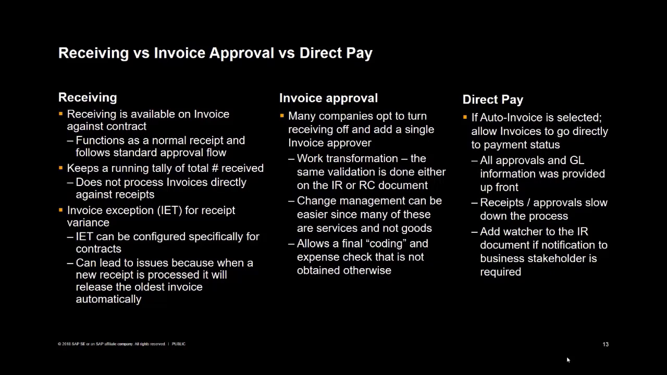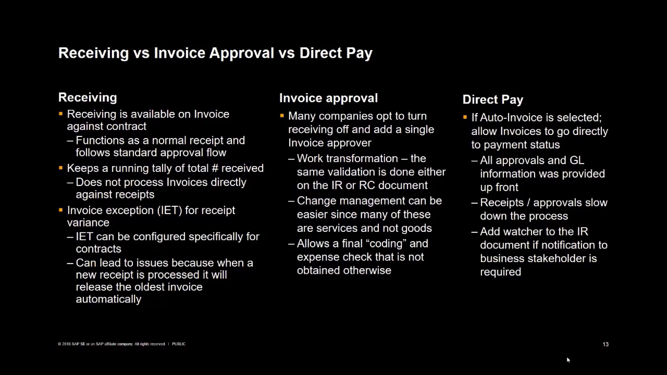And then finally, direct pay. And so this is the auto invoice function. This is where it will automatically go directly into payment status, assuming you have no additional approvals. And so all of your upfront financials are approved. I have a $1 million contract. I'm going to pay them $200,000 for the next 5 years.